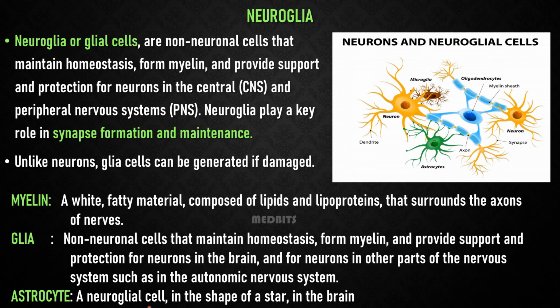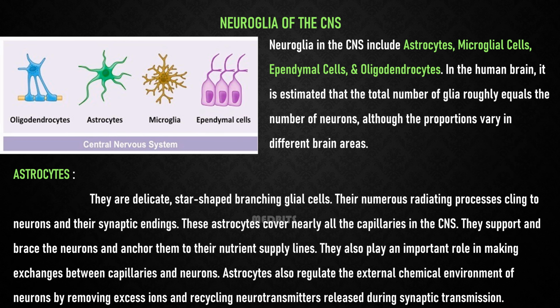Astrocyte, a neuroglial cell in the shape of a star in the brain. Interesting, right? Neuroglia of the CNS. Neuroglia in the CNS include astrocytes, microglial cells, ependymal cells, and oligodendrocytes. Now, as you can see here in the image, you can see each one of them. So these are the structures. In the human brain, it is estimated that the total number of glia roughly equals the number of neurons, although the proportions vary in different brain areas.